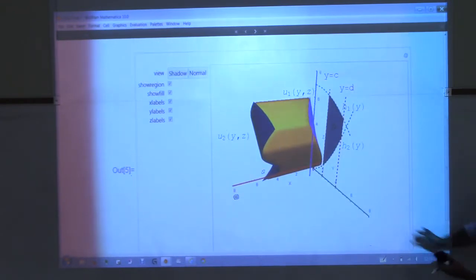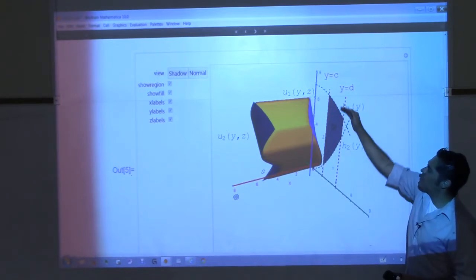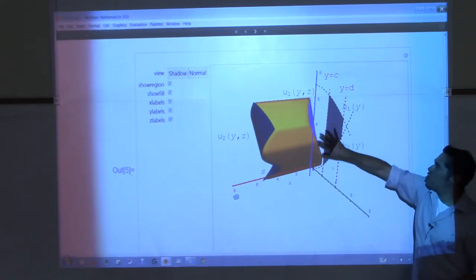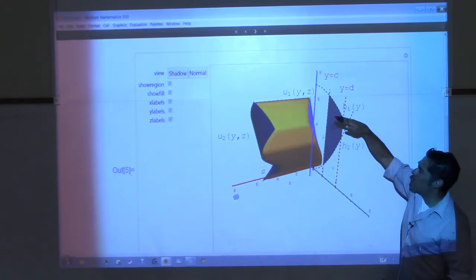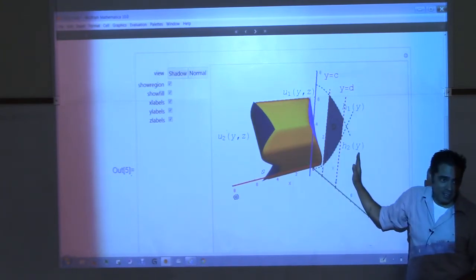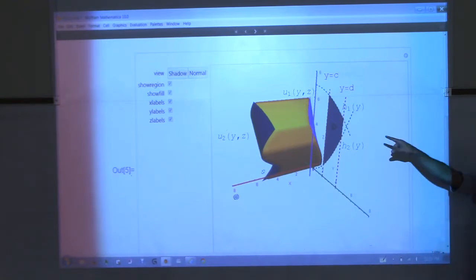And then this region over here is kind of like a type 1. Y is between constants, z is between two functions of y, right? We could also have this shadow be where your z's are between two constants and your y's are between two functions of z. And then you could also cast the shadow onto the other wall, the xz plane. So basically we have 6 different triple integrals that I just kind of illustrated.